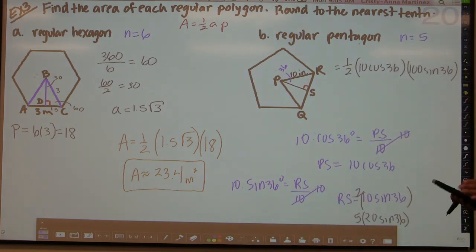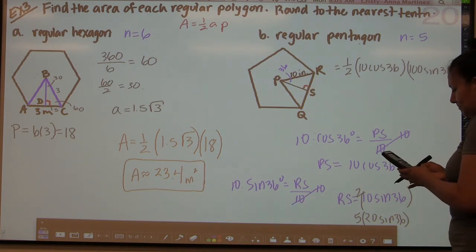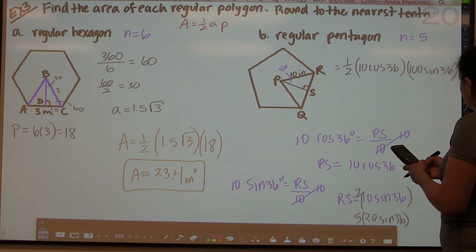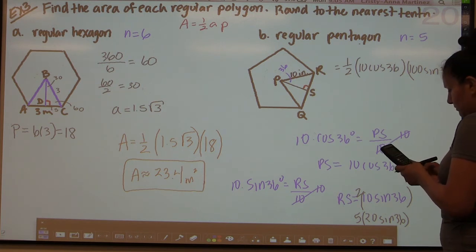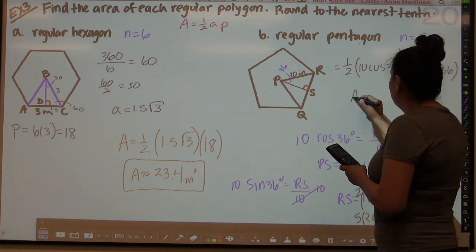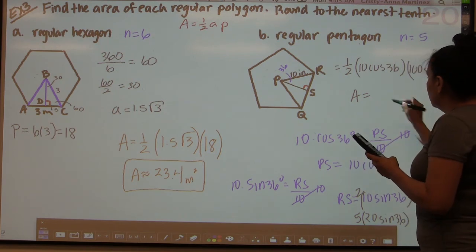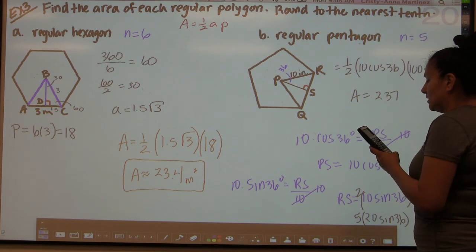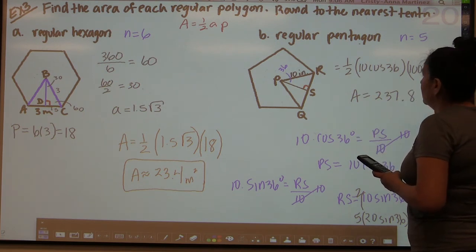Now make sure that you are in degree mode because of course that will throw off your answer if you're not in degree mode. I'm checking my calculator, I'm in degree mode. So I'm going to go 10 cosine 36 times 100 sine 36 and then times 1/2. And I get that my area, and again we're rounding to the nearest tenth, is 237.76 or basically 237.8. And this is inches squared.